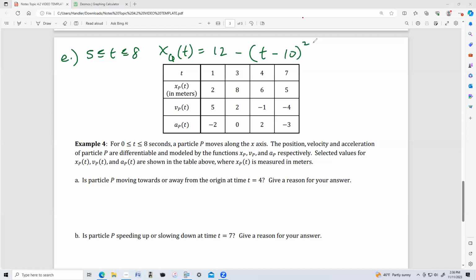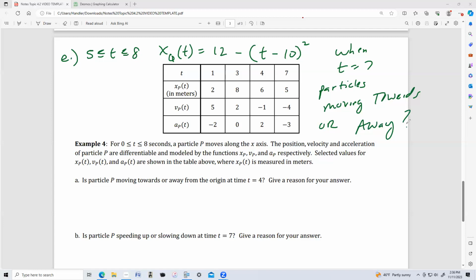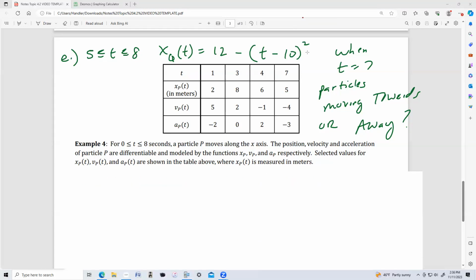It says at time t equals 7, are the particles moving towards each other or away from each other at time 7? That's what the question asks. Well, let's first find out. Let me have some free space here to write. Okay, and again, this is part E. Let's first do the following. Where are the particles at time 7?